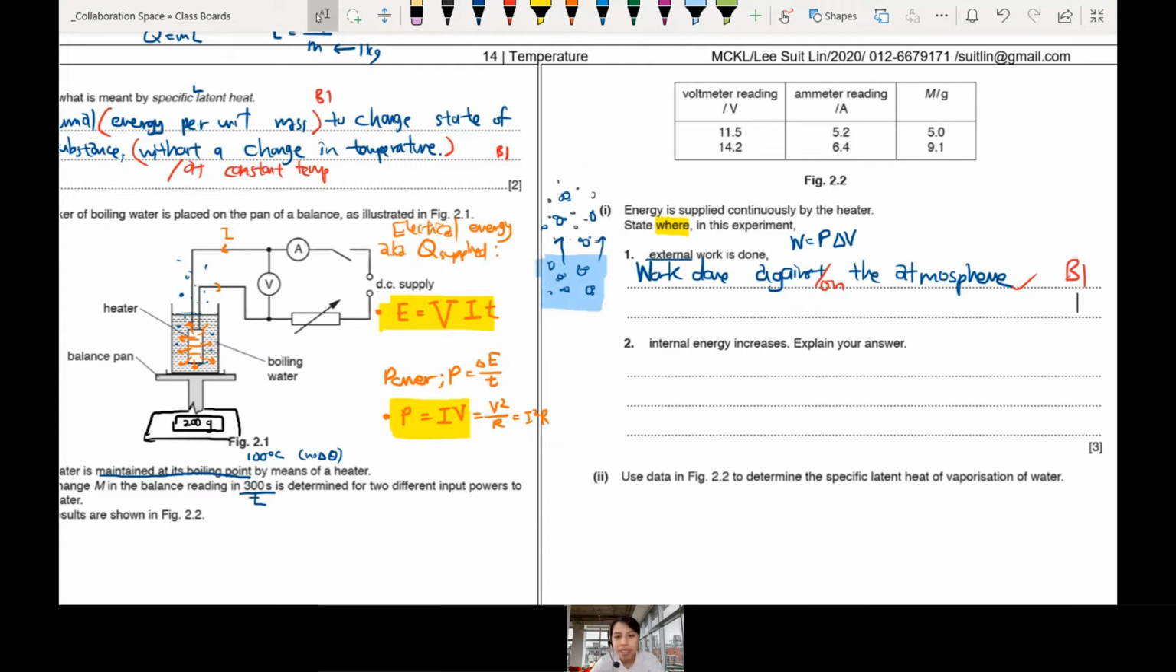Okay, next part. Internal energy increases. Well, we talked about internal energy just now. Internal energy has two parts, KE and PE. You look at this setup very carefully. What is increasing? The heater is giving energy to water. Is it kinetic energy increasing or potential energy increasing? Are any of these increasing? And why do you say that? KE increase? PE increase?